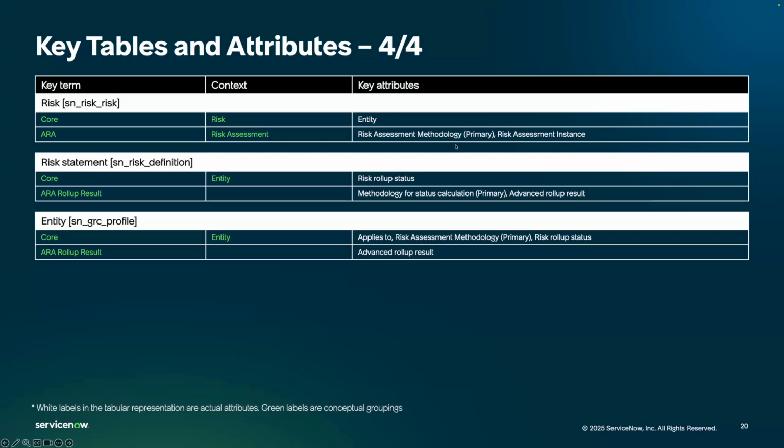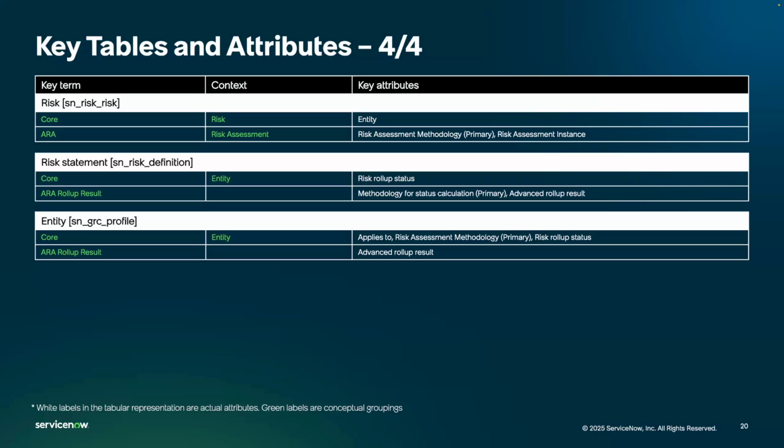Table 2 is risk statement. This is your risk library, the reusable risk templates. Core context includes entity for any direct entity associations and risk roll-up status indicating whether roll-up data is current. ARA roll-up result context shows methodology for status calculation. Primary, which RAM drives risk assessment aggregated status, and the advanced roll-up result linking to the aggregated scores.